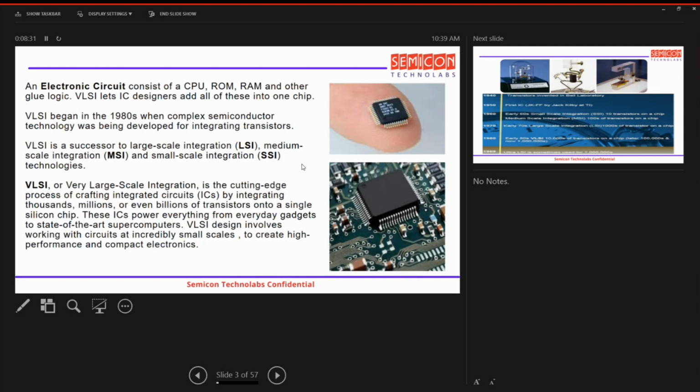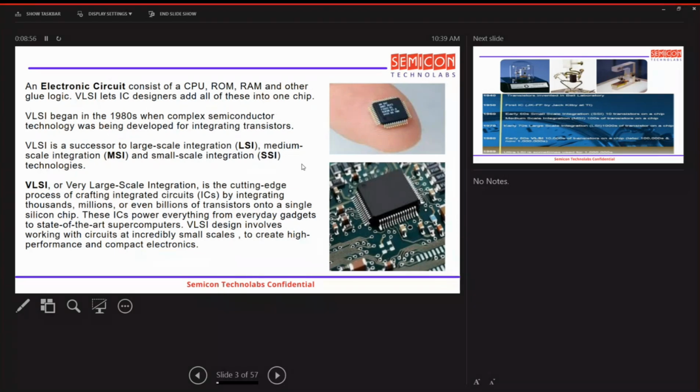Now, electronic circuits. VLSI lets IC designers add all of these into one chip. For an electronic circuit, we need CPU, ROM, RAM, glue logic, everything to be put inside one single case. That part is taken care of by VLSI. That's how VLSI is interlinked to electronic circuits.